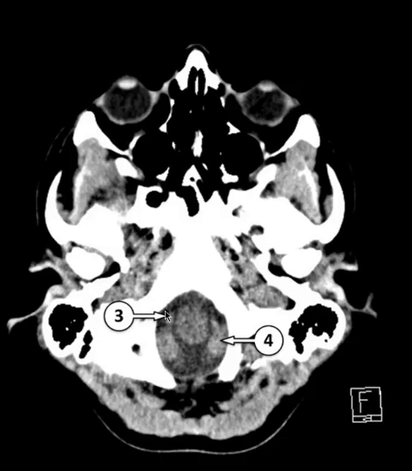Number 3, we have the vertebral artery, specifically the right vertebral artery. This one is the left vertebral artery. Number 4 here is the left cerebellar tonsil.